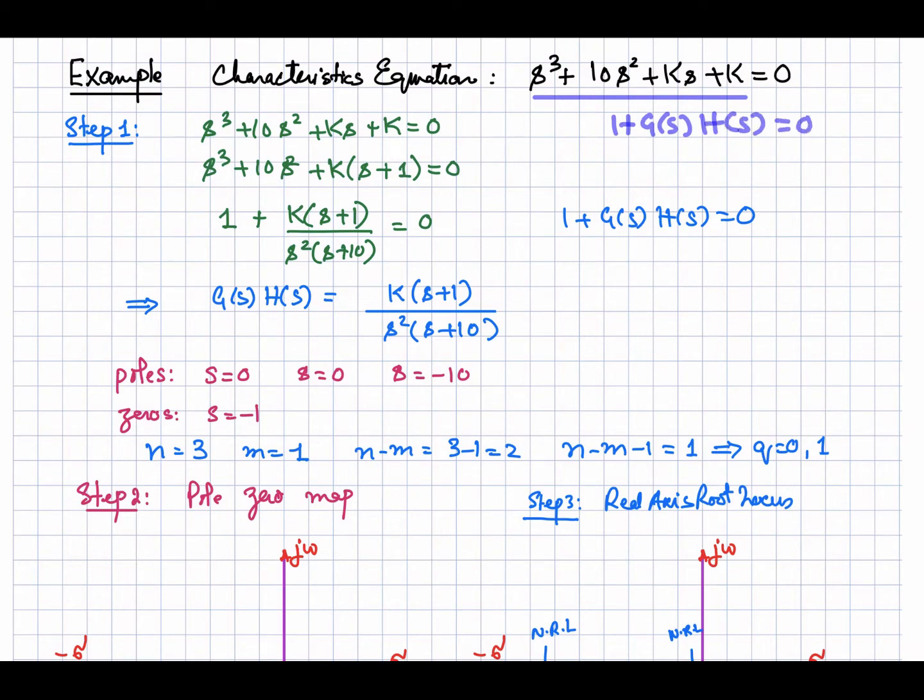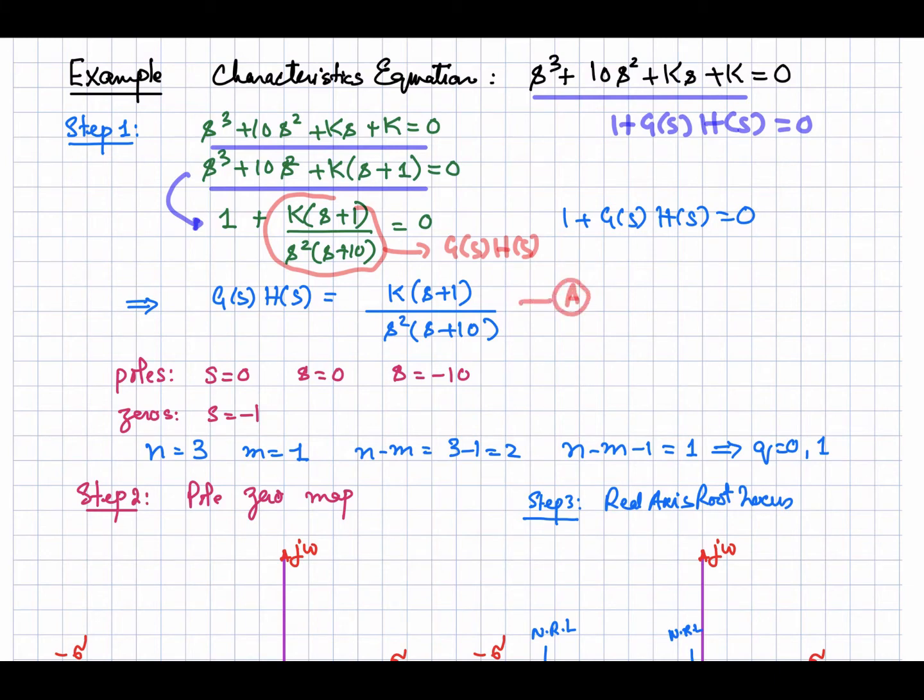From this equation, we can write it like that by taking the k common out from the last two terms, and then this can be written like that. So this portion is G(s)H(s). So G(s)H(s) is given by this equation. Let's suppose this is equation A.